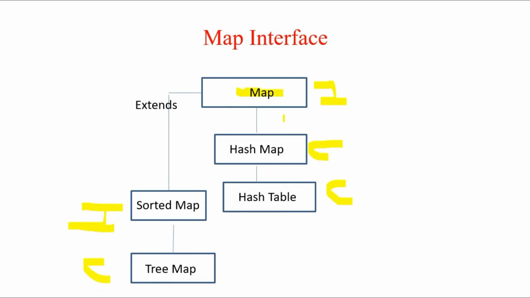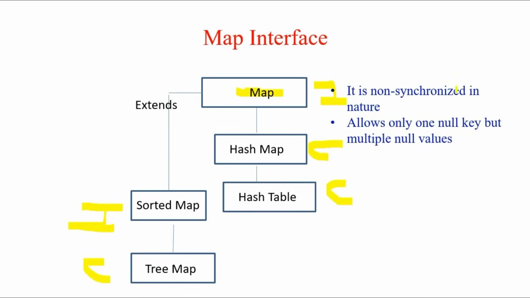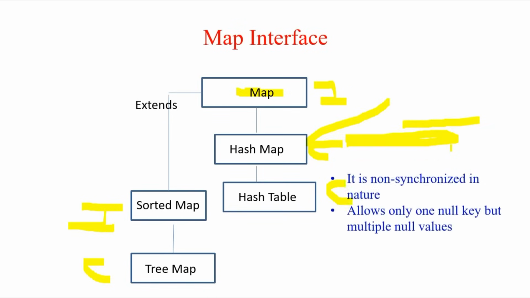So let's see the unique feature of the HashMap. HashMap is nothing but a non-synchronized collection, and it contains only one null key but can contain multiple null values. So why? Because keys are always unique and values may or may not be unique. It's not a necessary condition for values, but keys for the map should always be unique. Hence only one null key, which is a unique element, is allowed, not more than that, but multiple null values can be allowed in the HashMap.